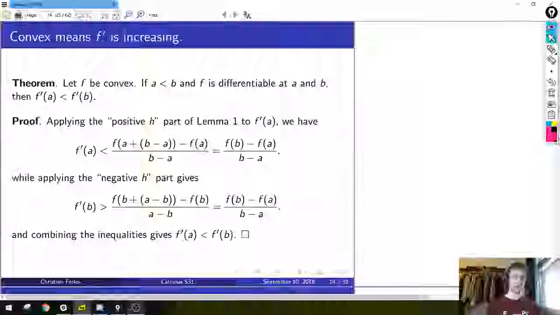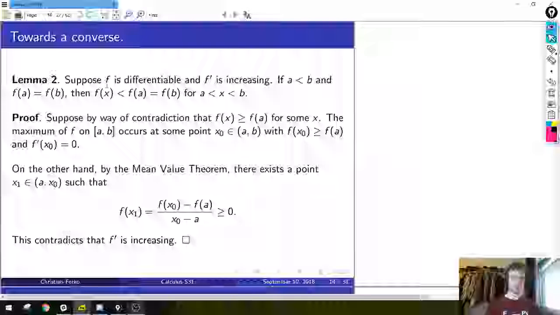So remember what we're trying to do. We're trying to show if your derivative is increasing, then you're convex. So in this lemma, we're going to say suppose you're differentiable and your derivative is increasing. So f prime as a function is increasing on the interval. Then the conclusion is that if you have 2 points, a less than b, but the function's value is the same at those 2 points, f of a equals f of b, then f of x is less than f of a, which is the same as f of b, everywhere in your interval.